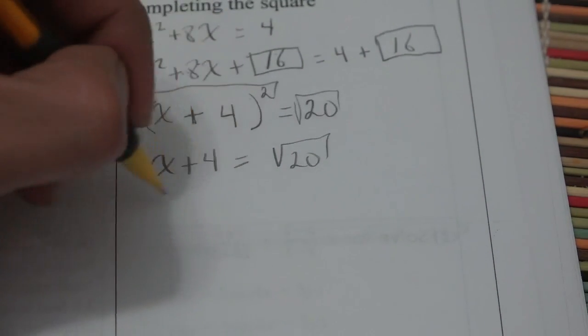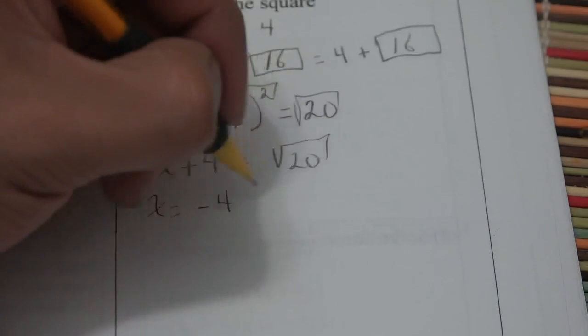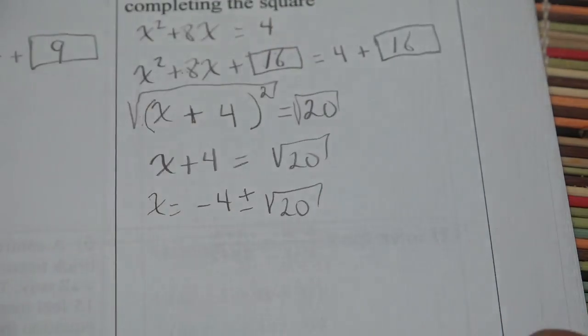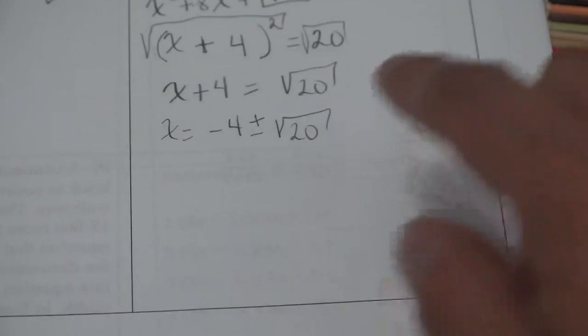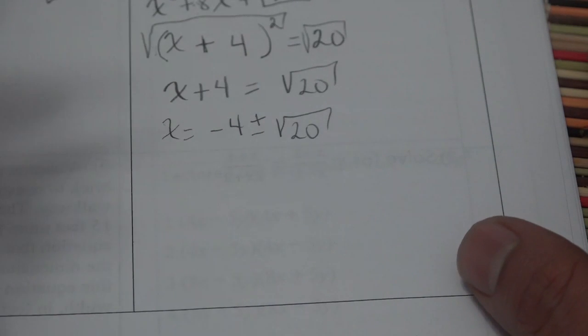Now, let us solve for x. So x equals negative 4 because I subtract 4 from both sides, plus or minus square root of 20. Now, sometimes they won't want you to leave it as radical 20 if you can actually simplify it. So I am going to simplify it.